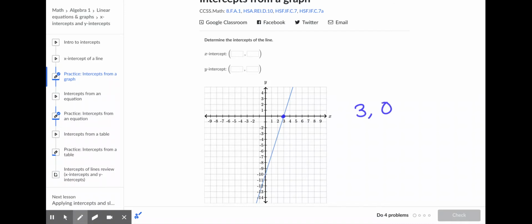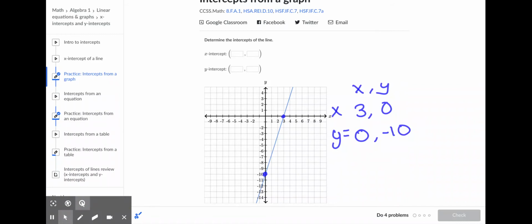On my y-axis, I look down until I see where the line crosses it. It crosses it at negative 10. So the ordered pair for that one would be 0, comma, negative 10. If you notice, remember it's x, comma, y. When it crosses my x-axis, I have no y value. My y value will always be 0 when it's crossing my x-axis. When it's crossing my y-axis, my x value will always be 0. You have to remember that part as well.